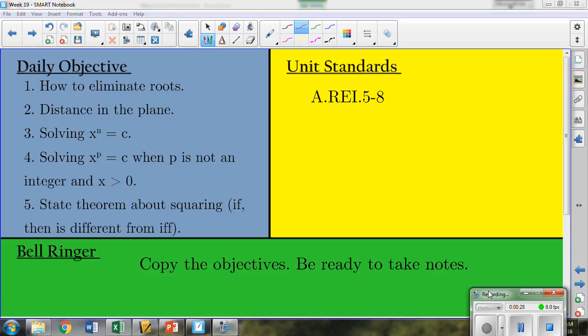We will solve problems of the form x to the n equals c, where n is a whole number. We will also solve x to the p equals c, where p is not a whole number, when it's not an integer. And also we will spend some time discussing reading and writing math and the difference between if, if then, and if and only if.